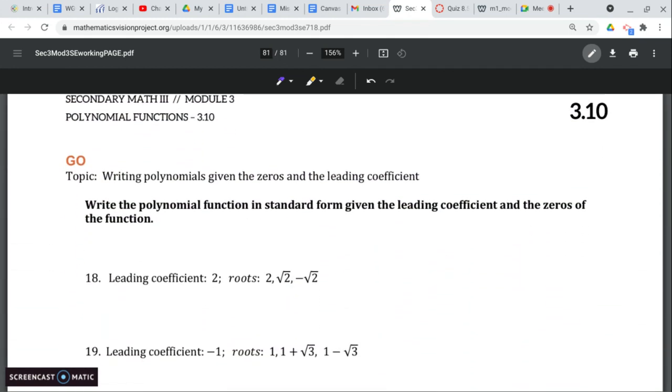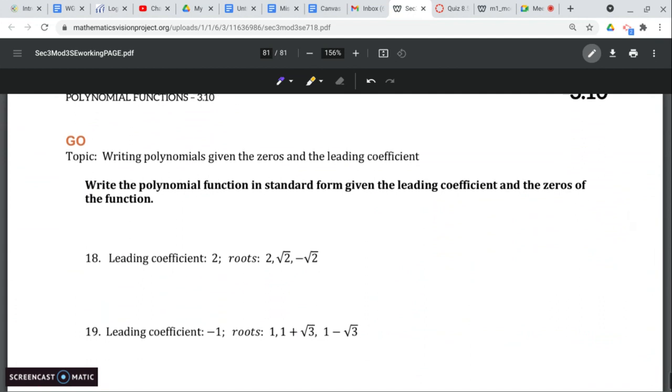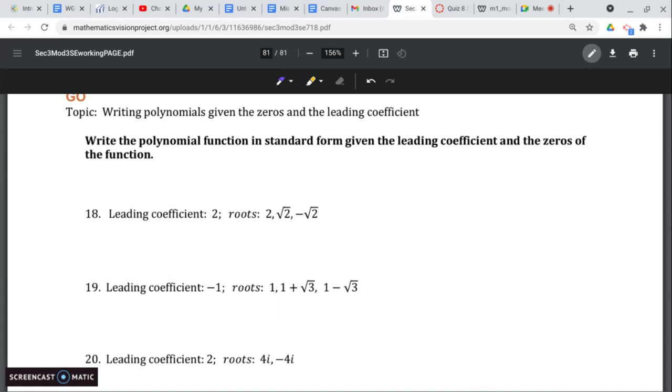All right, the last section, writing polynomials given the zeros and the leading coefficient. So write the polynomial function in standard form given the leading coefficient and zeros of the function. So we know the leading coefficient is 2, and we have our roots of 2, root 2, and negative root 2. So what that tells us is we have x minus 2 and x squared minus 2 with a 2 out front.